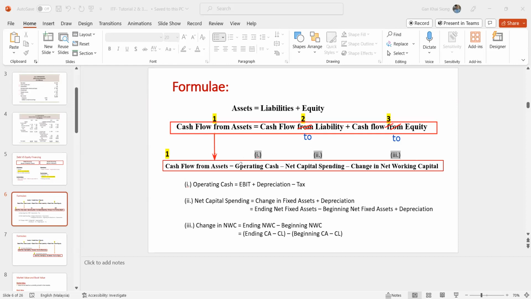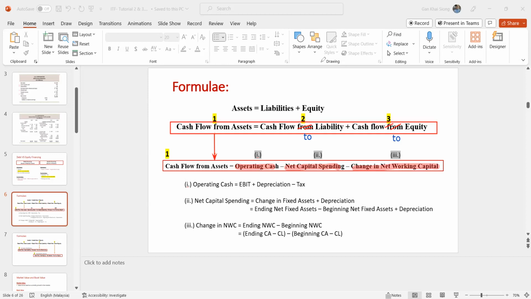Okay, I want to zoom in to see how we calculate operating cash, how we calculate net capital spending, and how we calculate change in net working capital. Do you realize that we zoom in to see even more details right now? These are all the components you are going to calculate later on, so it's super important that you know what they mean first.